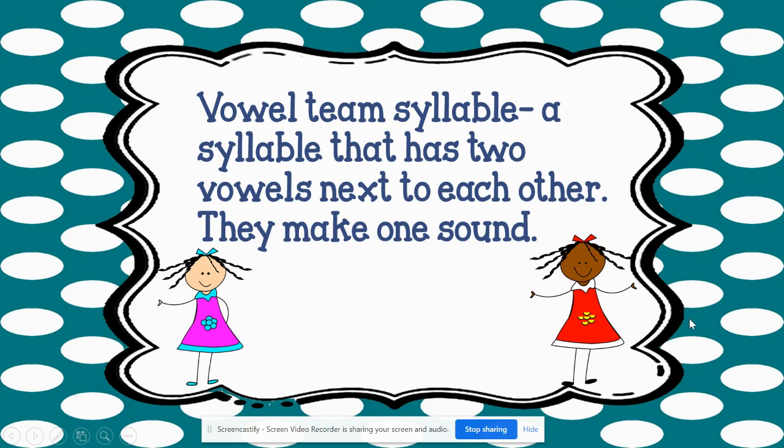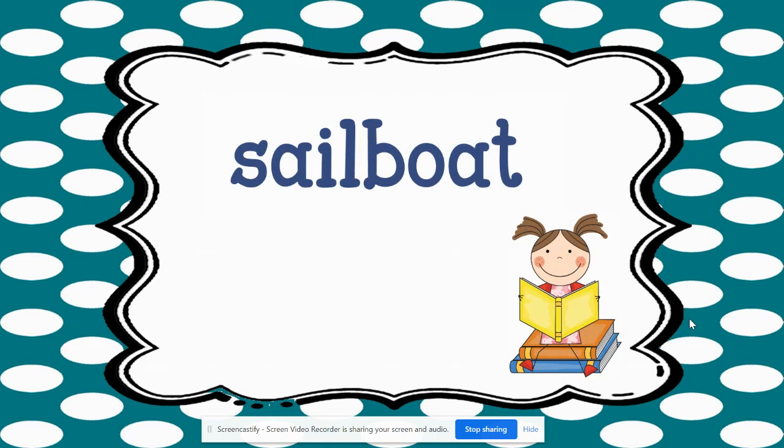Hi guys, today we're talking about vowel team syllables. A vowel team syllable has two vowels next to each other, but they only make one sound. So let's look at an example. Here we have the word sailboat.